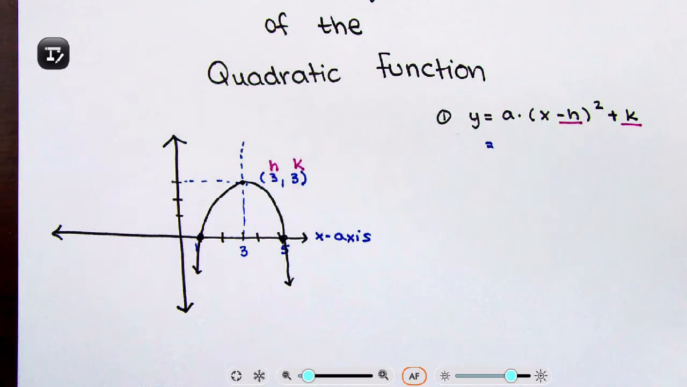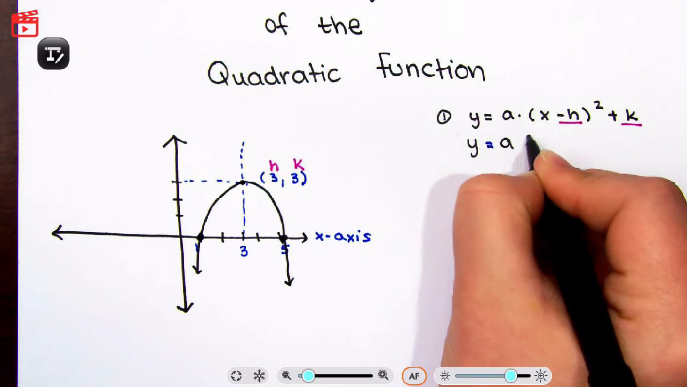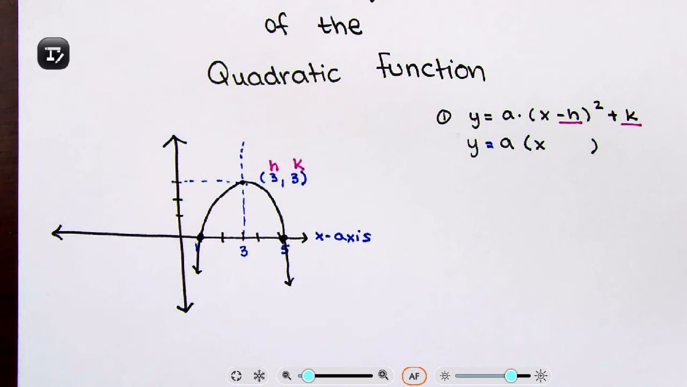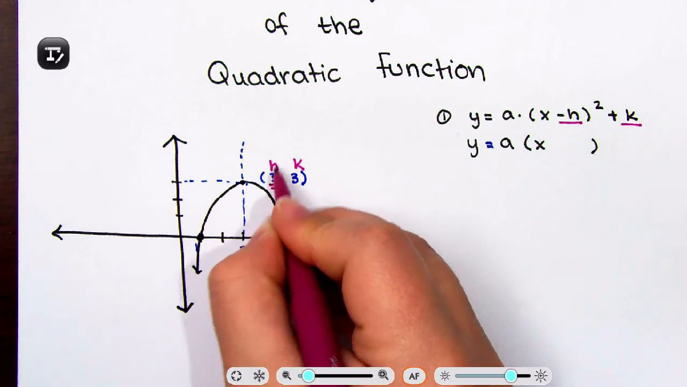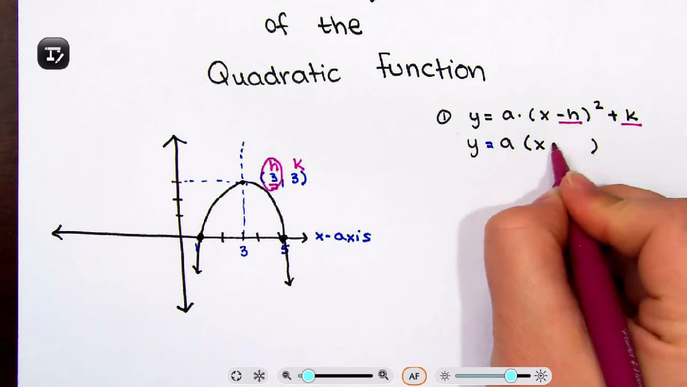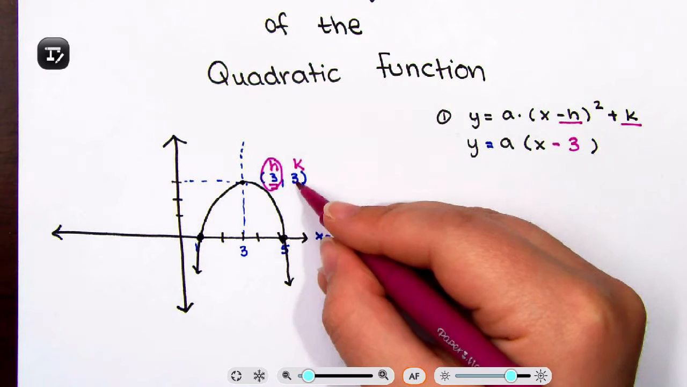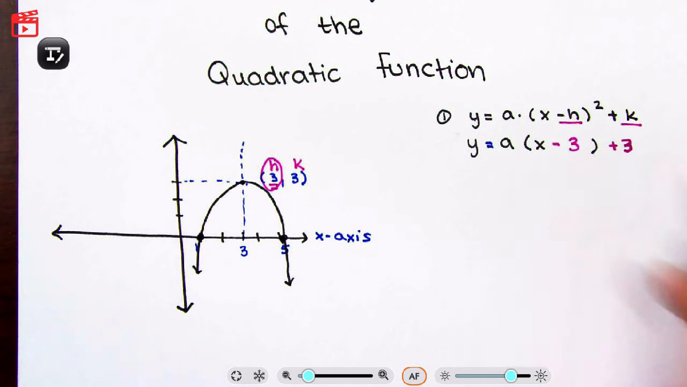Now remember, when you are writing out your equation, h is always opposite of what you see. So in this case, I see a 3, so therefore I am writing a minus 3 in here. K always stays the same, which in this case I see a 3 here, so k is going to be a positive 3. Now we need to figure out what our a value is.